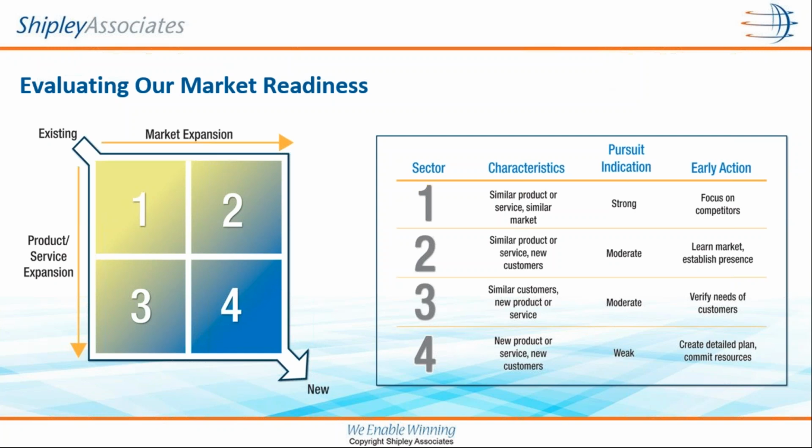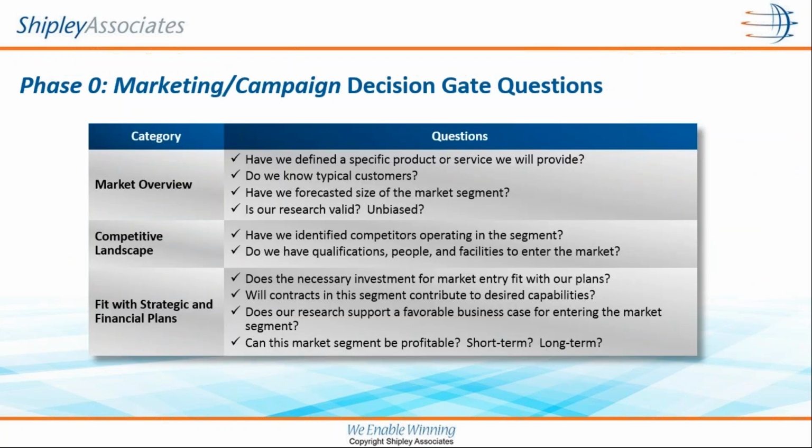So this is all part of that phase 0, that market identification and market segmentation. And as we move through this phase, these are the types of decision gate questions we need to be able to answer. If we can't answer these questions, we need to take a harder look at the markets we're involved in. So I'm going to just pause for a minute, let you look at these questions, but this is a really good checklist for us.